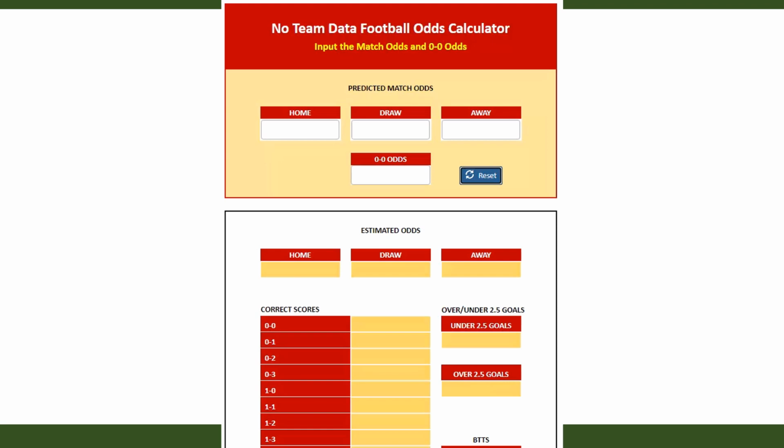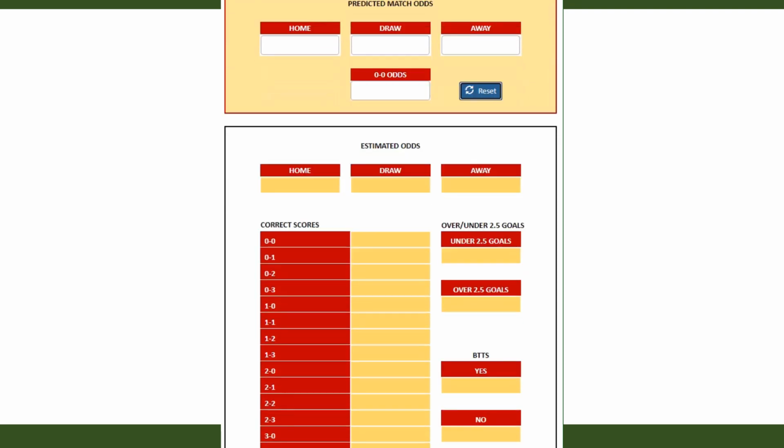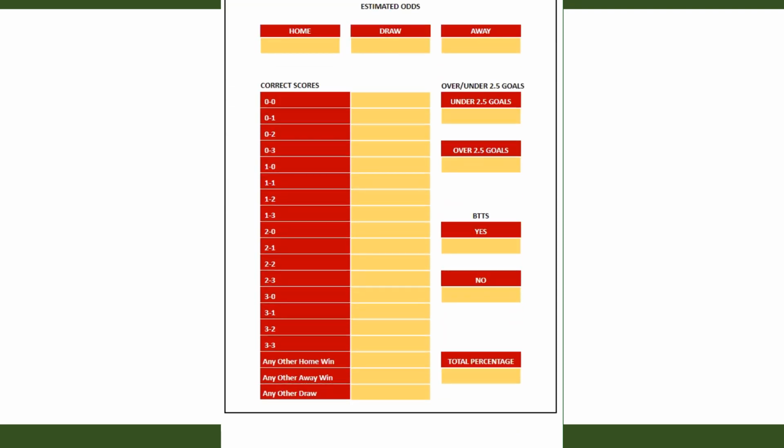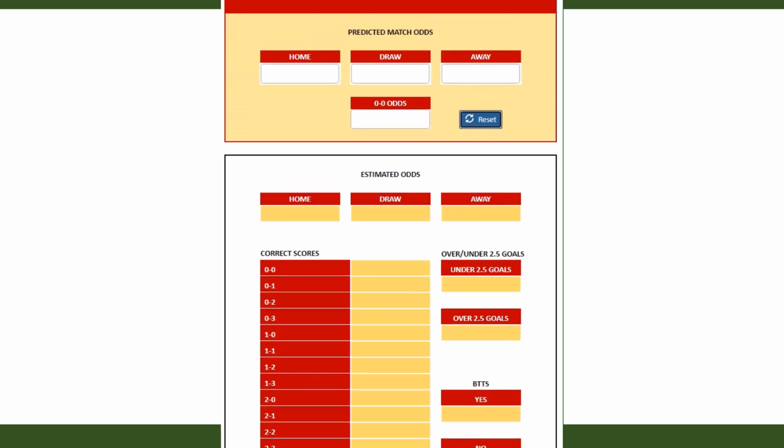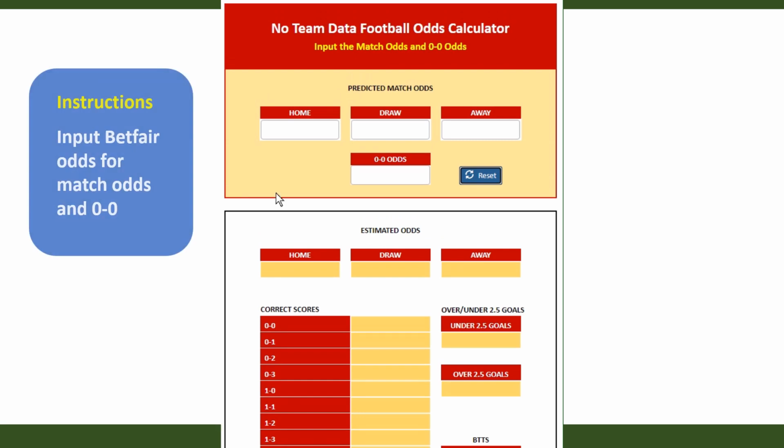I call this the No Team Data Football Calculator because there is no team data involved. This calculator can be used for any match, including league games, cup games, internationals and friendlies. It can also be used in play as long as the score is 0-0. The calculator is unusual because there's no team data in the calculator.